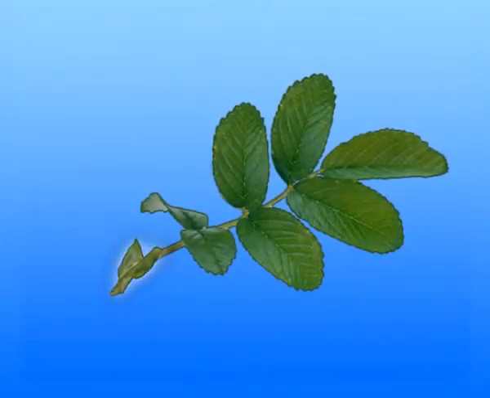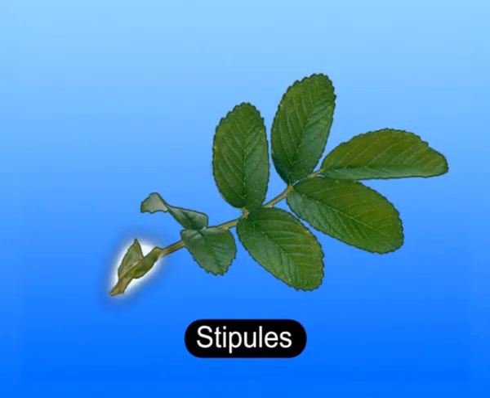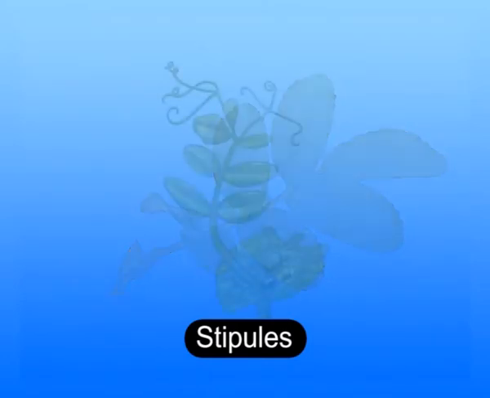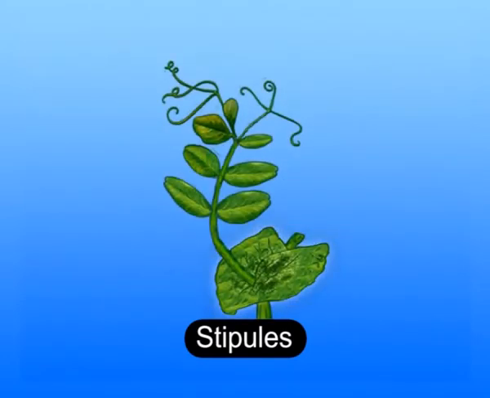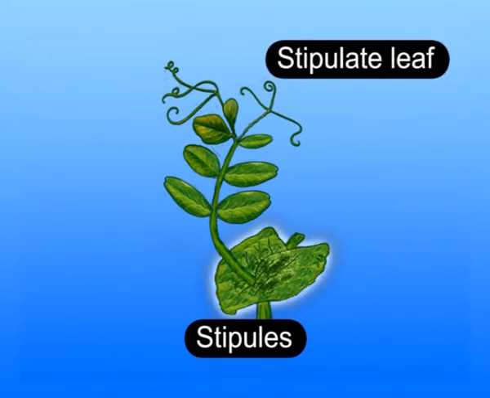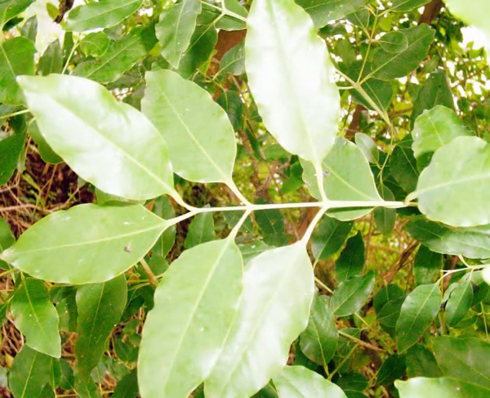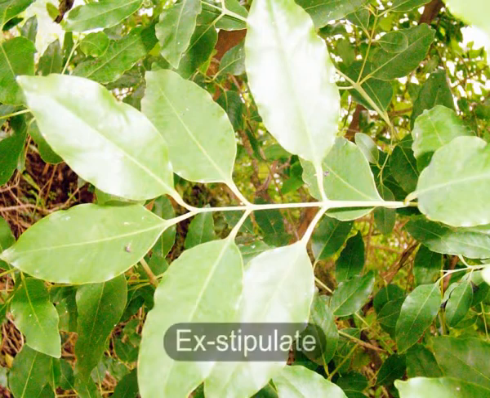In some plants, the leaf base is provided with a pair of stipules. Stipules are small outgrowths from the leaf base. The stipules protect the young leaves and axillary buds. A leaf with a stipule is known as a stipulate leaf, and the one without it is known as ex-stipulate.